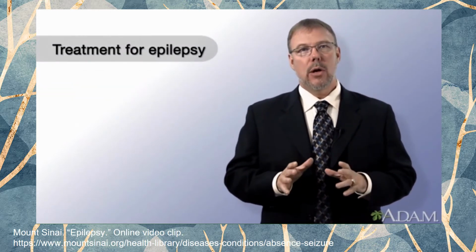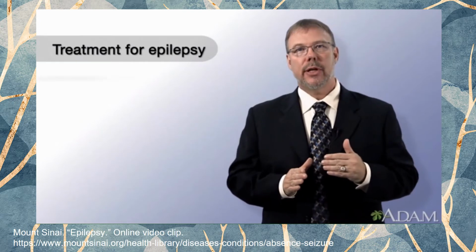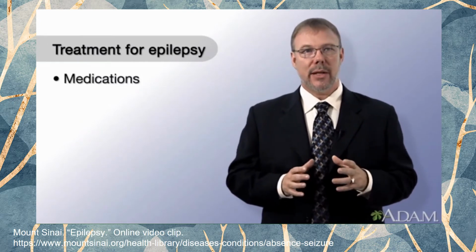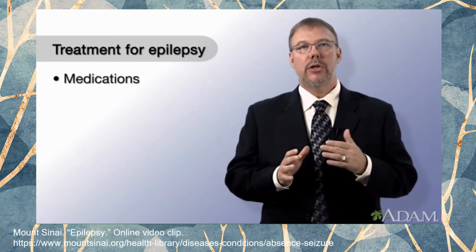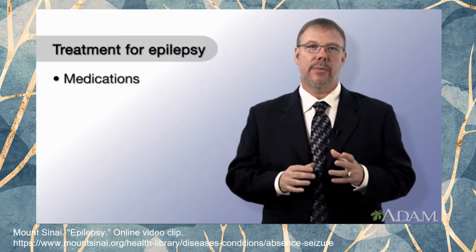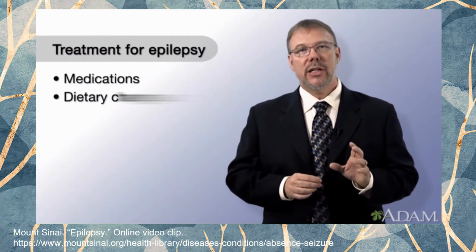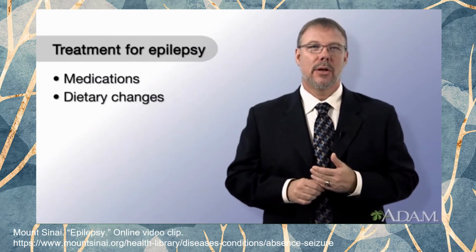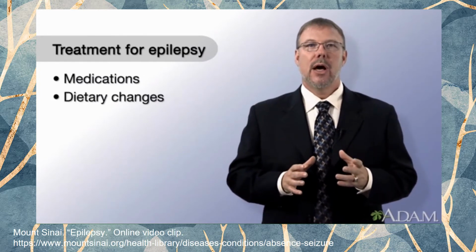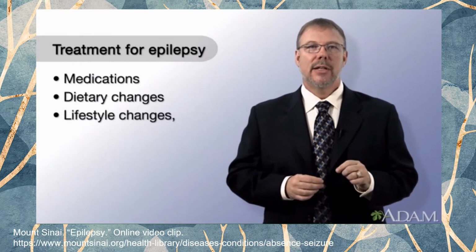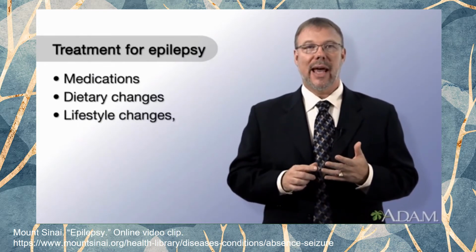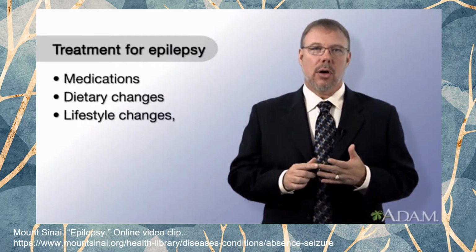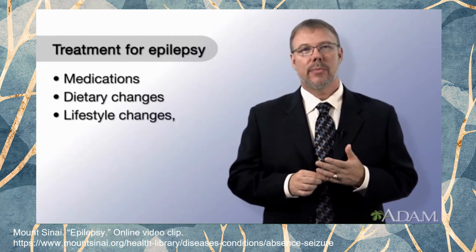Your doctor will most likely start treating your epilepsy with medication. These medicines, called anticonvulsants, may reduce the number of seizures you have in the future. Sometimes, changing the diet of a child with epilepsy can help prevent seizures. Your doctor will probably talk to you about making some changes in your life, such as reducing your stress, getting more sleep, and avoiding alcohol and certain recreational drugs.